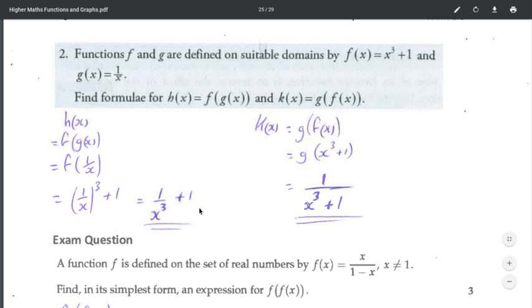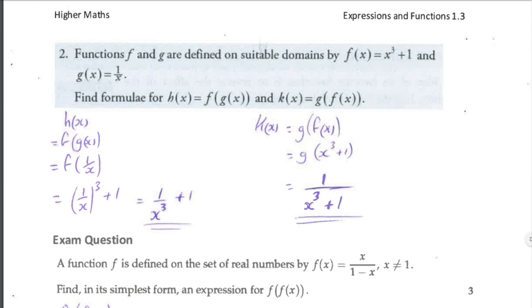Right, notice these two look the same, but they are different. If I took a value, say I take 2, I would get 1 over 2 cubed, which is an eighth, 1 over 8 plus 1, which is 1 whole and 1/8. If I substitute 2 into this one, I'll get 1 over 2 cubed plus 1, I'll get 1 over 9. So that's 1/9, and that would be 1 whole and 1/8. Totally different. So they look similar, but they are different.